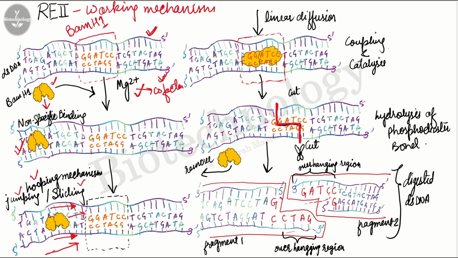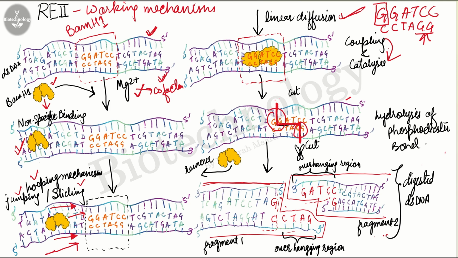Once the target restriction site is located by the linear diffusion mechanism, the recognition process, or the coupling reaction, triggers large conformational changes that lead to the activation of the catalytic center. The catalysis results in the hydrolysis of the phosphodiester bond. In the example, it cuts in between the two G's of GGATCC, at the phosphodiester bond. This leads to the fragmentation of the double-stranded DNA, as in the example, fragment 1 and fragment 2. At the same time, BamHI detaches itself from the double-stranded DNA.